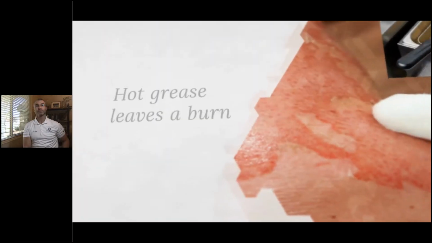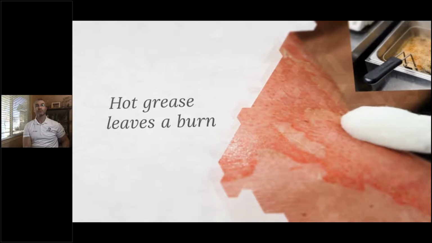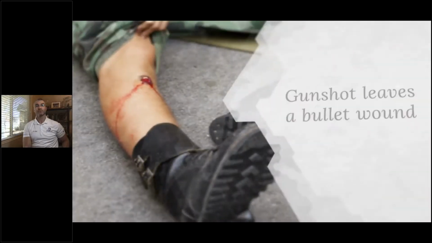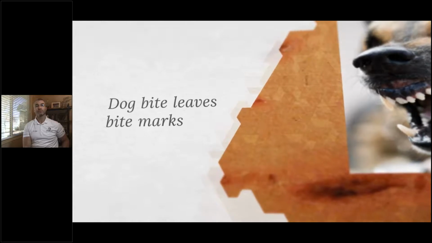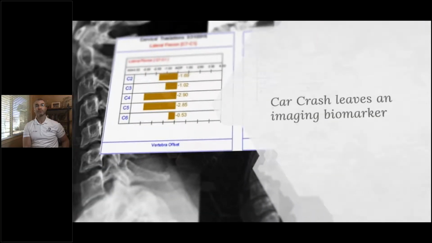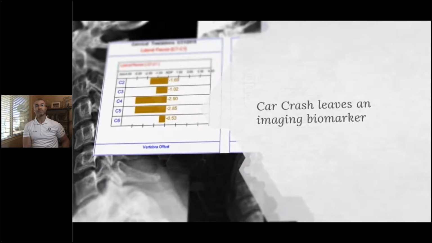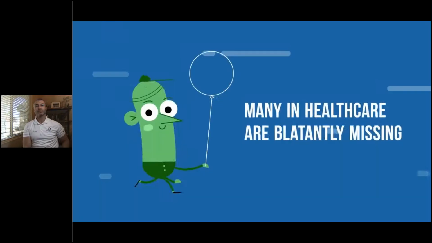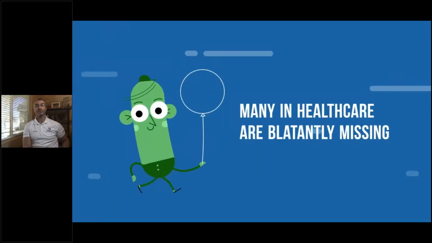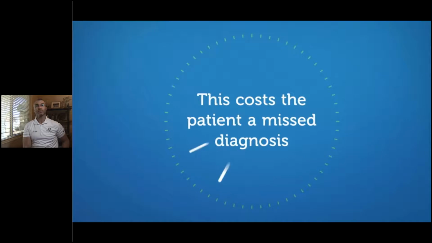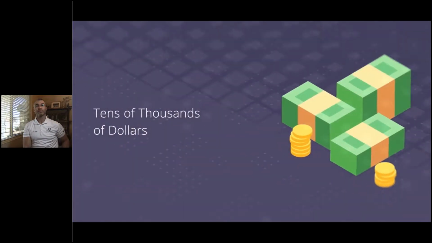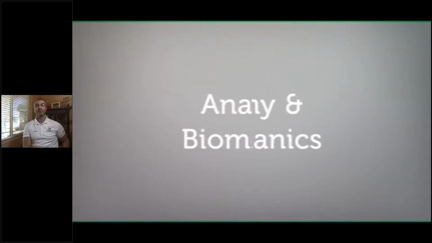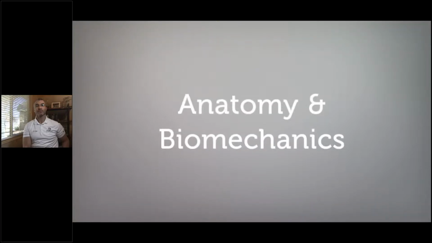So an injury such as hot grease splashing on the skin will leave a burn. A gunshot will leave a bullet wound. A dog bite will leave bite marks, and a motor vehicle crash will oftentimes leave a measurable injury, identified as an imaging biomarker that many in the healthcare profession are blatantly missing. This costs the patient a missed diagnosis and tens of thousands of dollars that they're rightfully entitled to. Let's dive into some anatomy and biomechanics to make your client's case bulletproof.